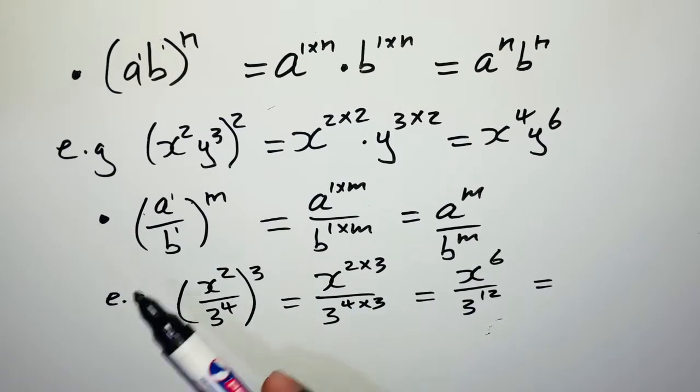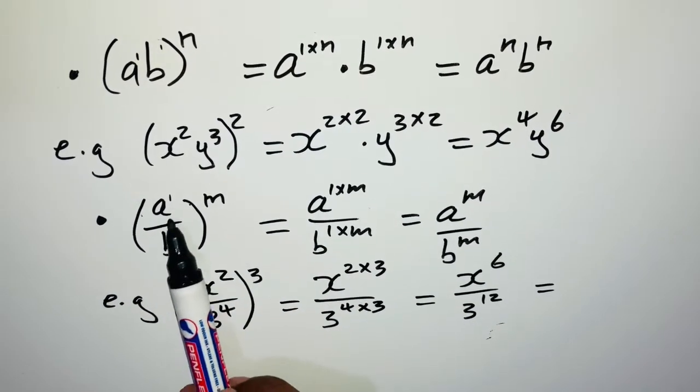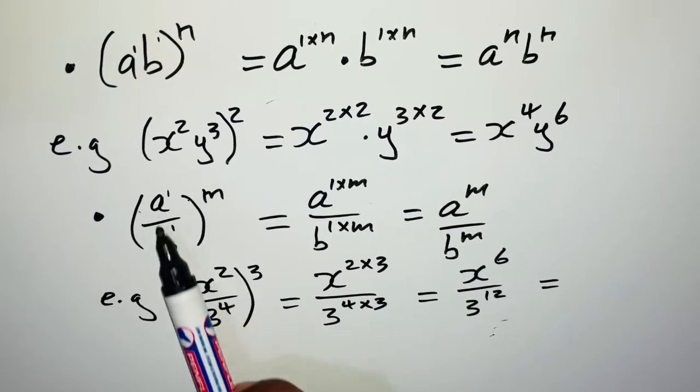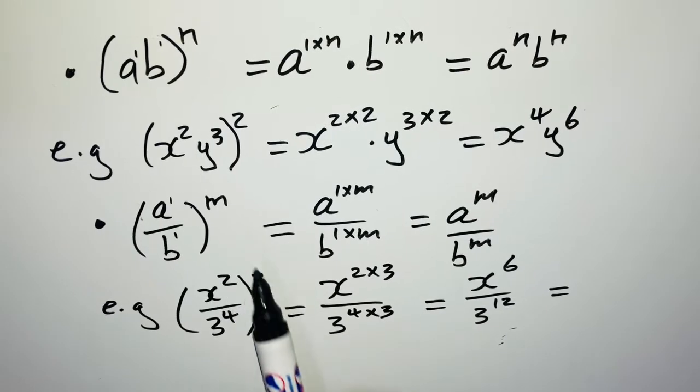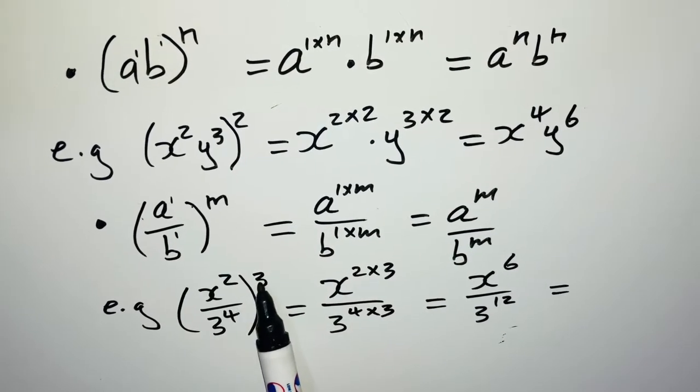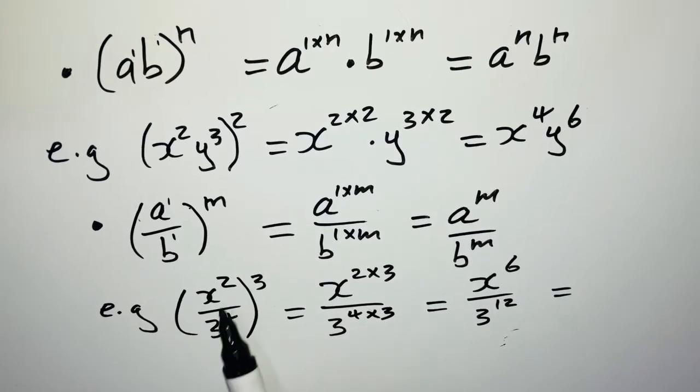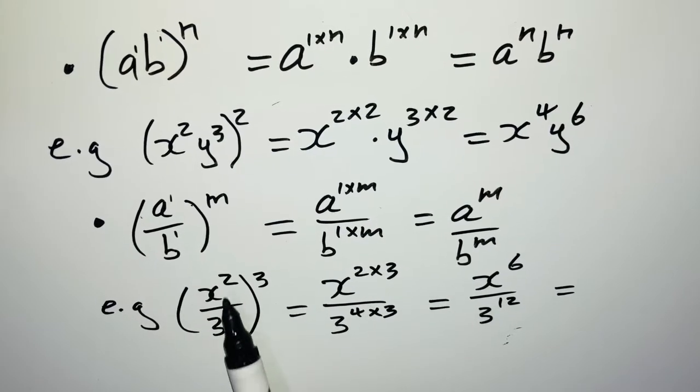So this law states that if you have this fraction, which is a over b to the exponent, this exponent will multiply both the exponents of the numerator and the denominator, which are in the bracket.